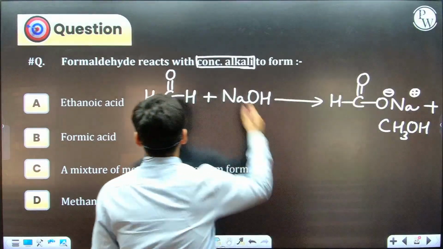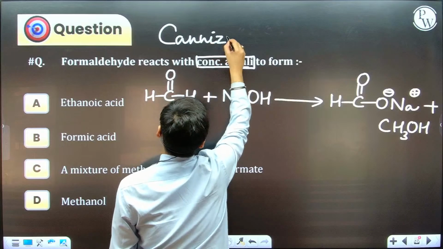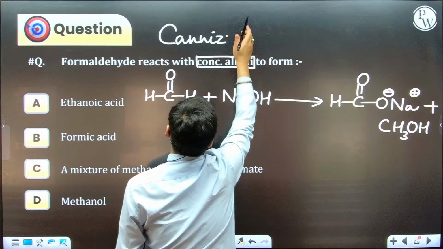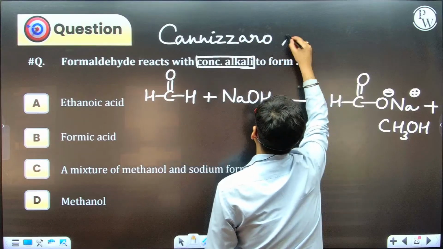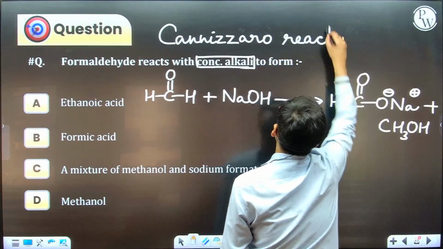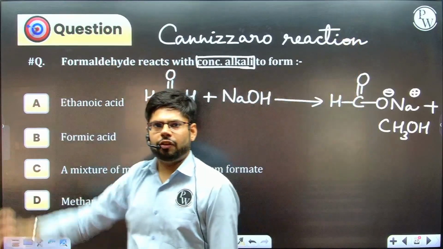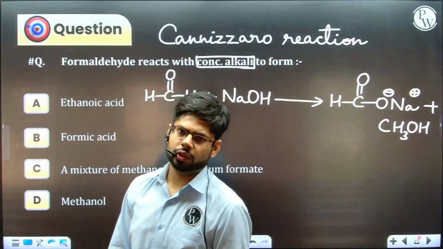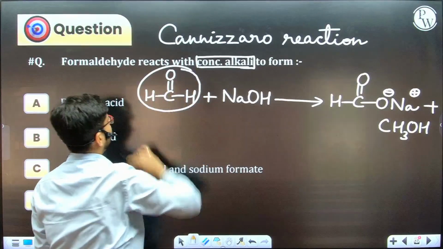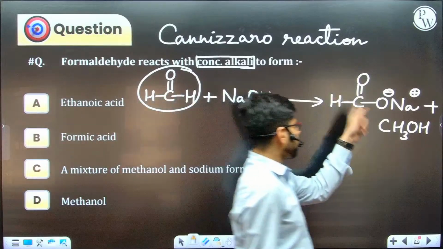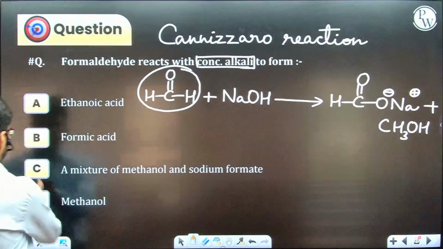This is called the Cannizzaro reaction. An aldehyde which does not have any alpha hydrogen undergoes the Cannizzaro reaction. There is no alpha hydrogen here, so this will undergo the Cannizzaro reaction. Hence, these are the products, sodium formate and methanol.